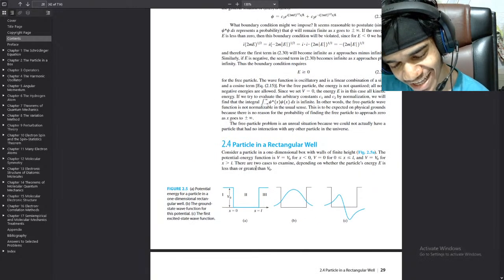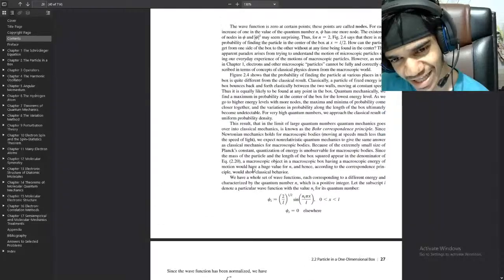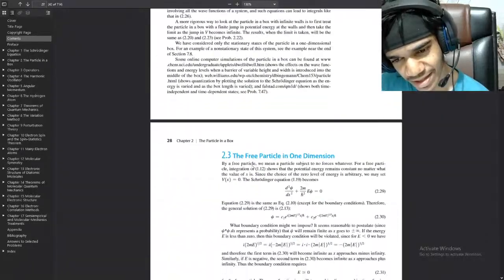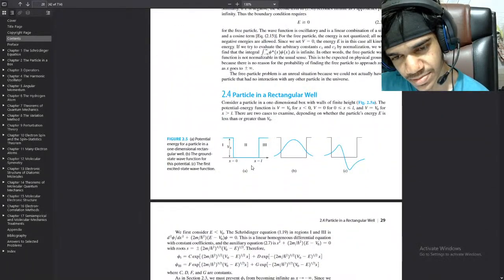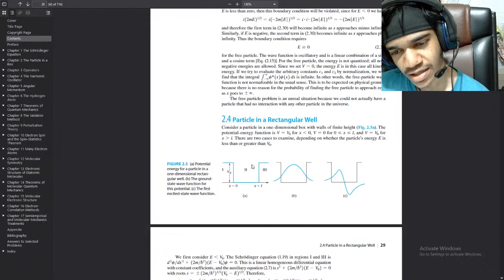How can it get some value outside it? No, not outside, because it would require infinite energy to actually cross the well. I get it now. So this is basically a finite well. Now it makes sense.